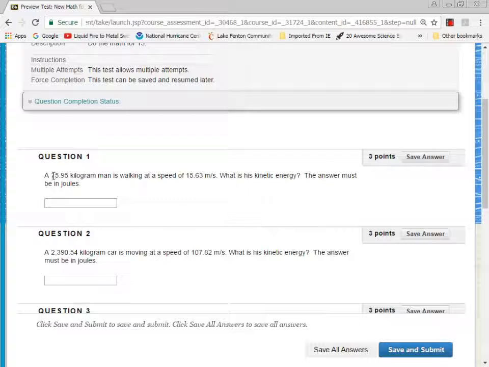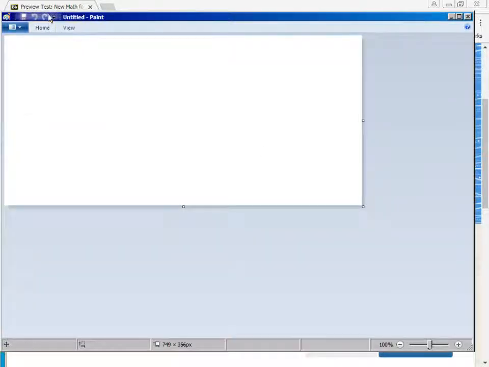All right, the first thing that you have is a 75.9 kilogram man walking at a speed of 15.635. What is his kinetic energy? The answer must be in joules. Ladies and gentlemen, the formula for kinetic energy is 1/2 mass velocity squared. So that is 0.5 times whatever your mass is, velocity squared.